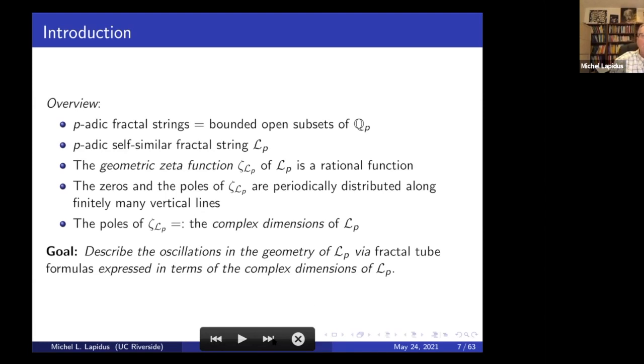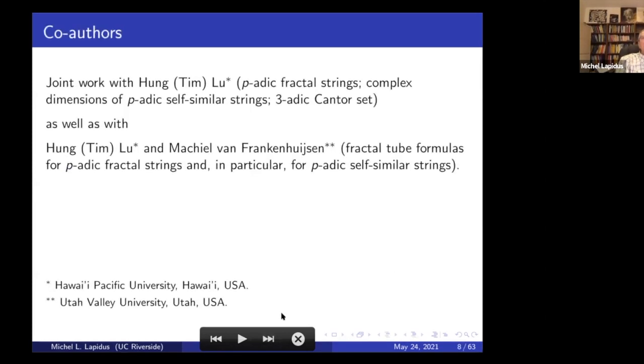Okay, so after these preliminaries, let me go into this. I mentioned the collaborators, Hung Lu, or Tim Lu, and for part of the work, also Michel van Frankenhuijsen.